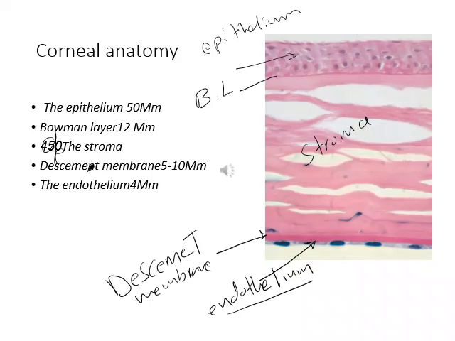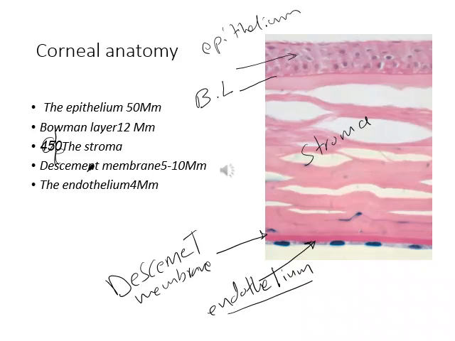Now let me mention the corneal layers. The cornea consists of 5 layers. From the outermost layer is the epithelium. The epithelium is a stratified squamous non-keratinized cell layer, about 5 layers that rest on the basement membrane. An important point: if the epithelium gets injured, it can regenerate within 48 to 72 hours.